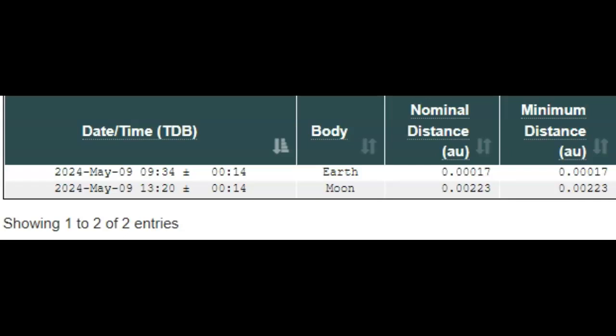All right, folks, it looks like they're shooting for 9:34 UTC time on the 9th, which is going to be about 2:30 Central Time tonight, i.e. tomorrow on the 9th. So it looks like it's going to be a really, really close call at 0.00017, nominal and minimal distance. Very, very close shave here. And with a condition code of 8, it could be a direct hit.